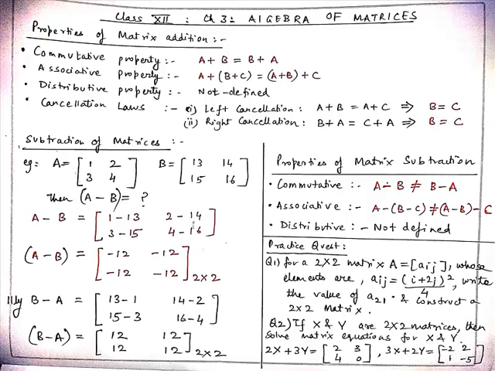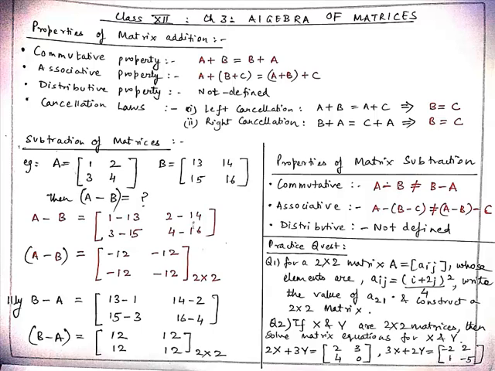Now from here, we can also find B minus A. The first element of B, which is 13, is subtracted by the first element of A, which is 1. So 13 minus 1 is 12. Similarly, 14 minus 2 is 12, 15 minus 3 is 12, and 16 minus 4 is again 12. So all the elements of B minus A are 12, and the order is 2 by 2.